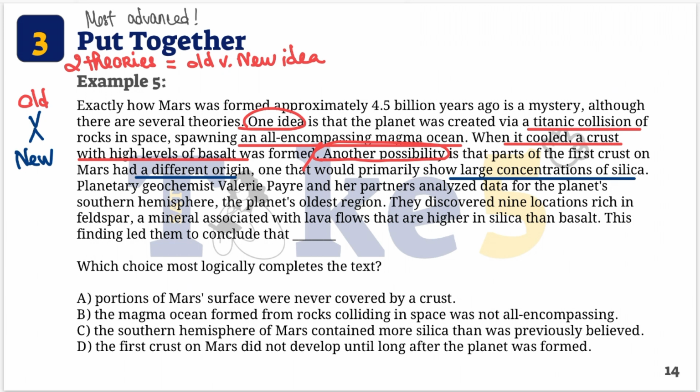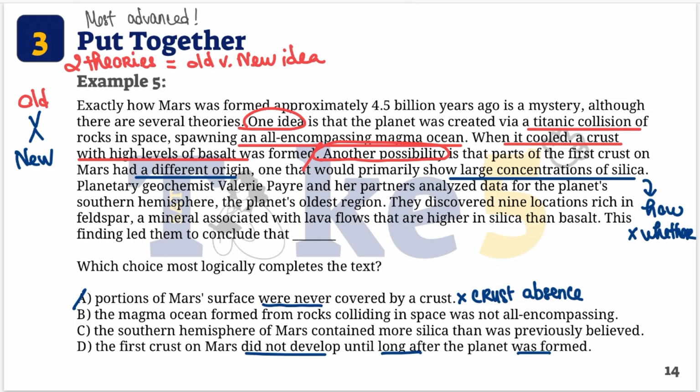A says that portion of Mars' surface was never covered by a crust. This passage says nothing about crust absence. Both theories describe how the crust formed, not whether it formed at all. So this is off topic. D says that the first crust didn't develop until after Mars formed. This is about timing, the when, which the passage never addresses, also off topic.